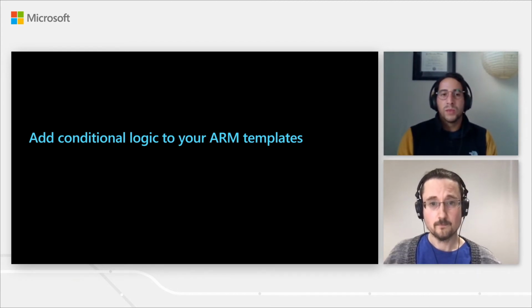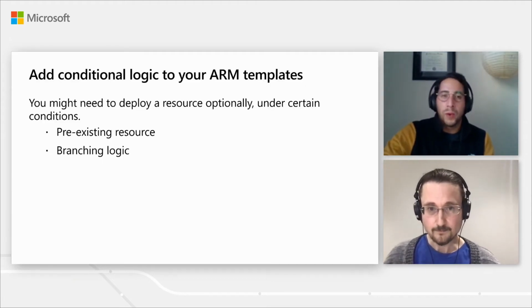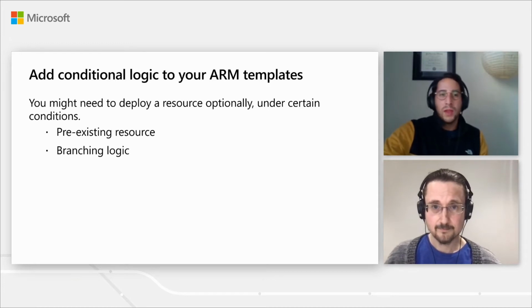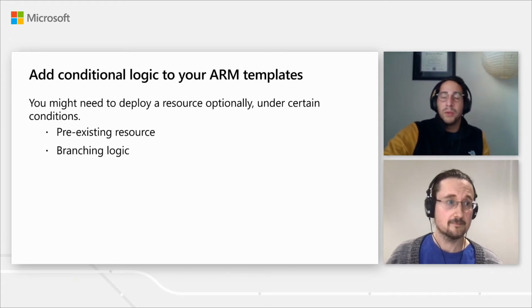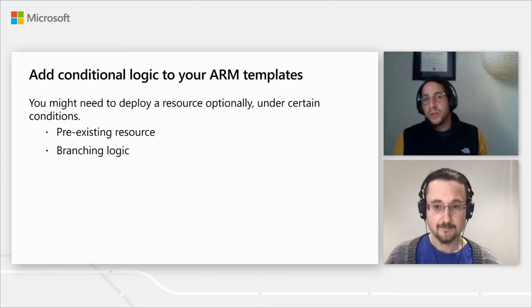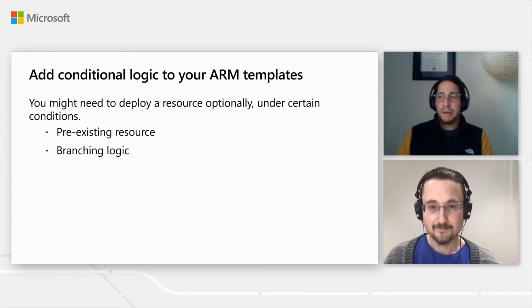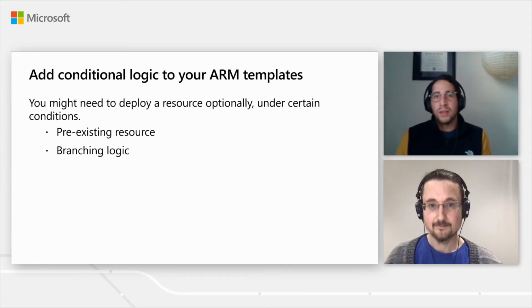So now let's move on to how we can add conditional logic to our template. If something happens, what can get deployed? What are we going to do? This is super important because sometimes when you're deploying, you might want to deploy optionally under certain conditions. For example, if this resource exists, then let's kick off the deployment of these other things. And those resources might not necessarily depend on each other.